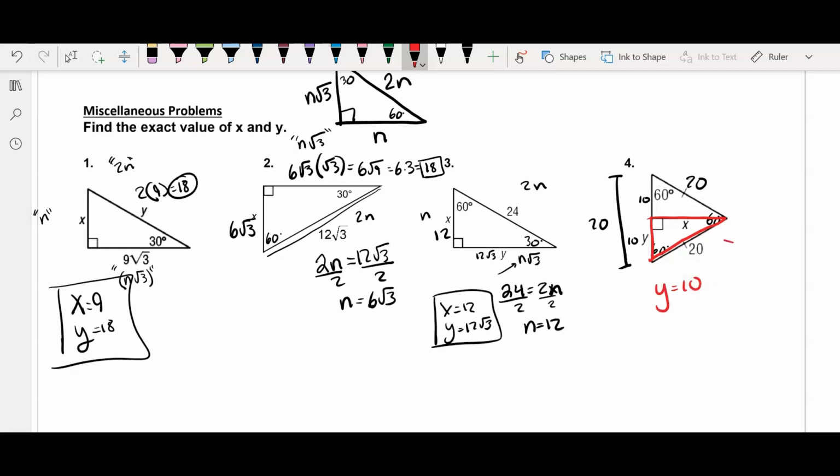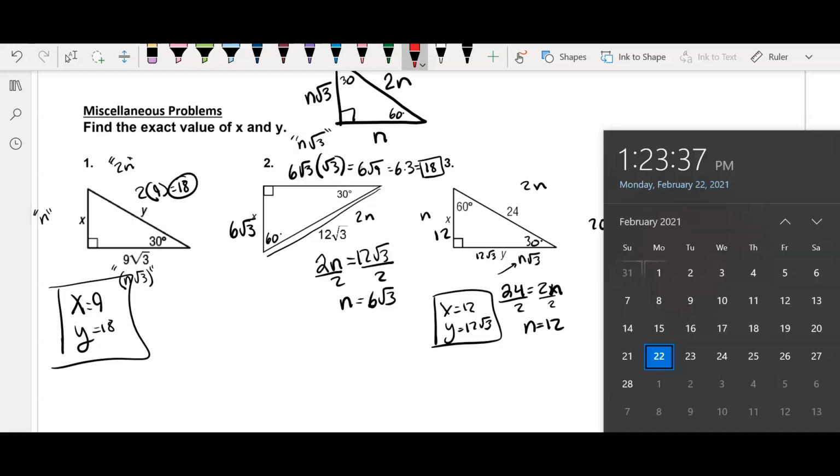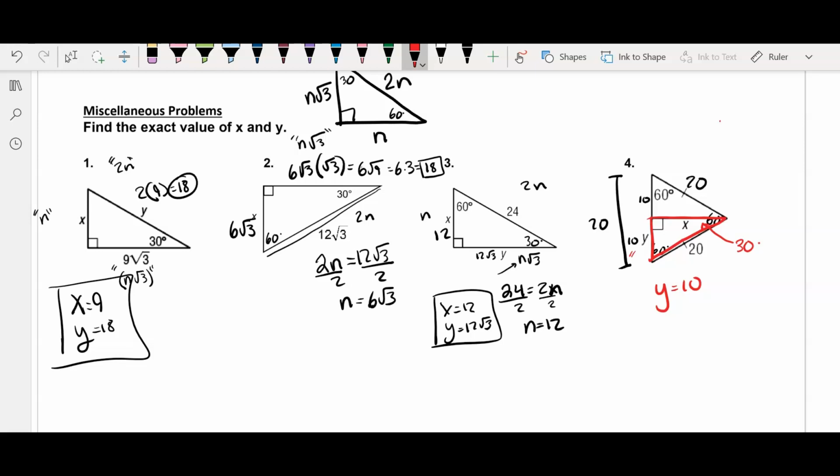We know this here is our 30-degree angle. So that means this side here is our n. Across from the 60 is our n root 3. And across from the 90 is our 2n. So I'm going to take that 20 and divide it by 2. If you do that, 2n equals 20, n equals 10.